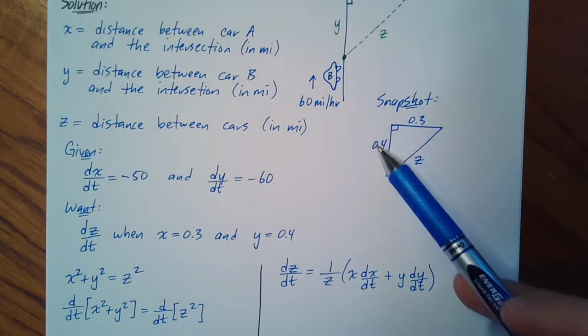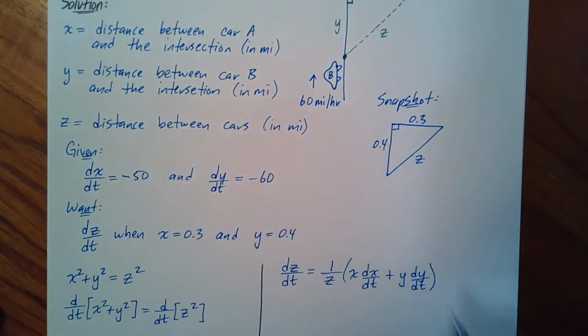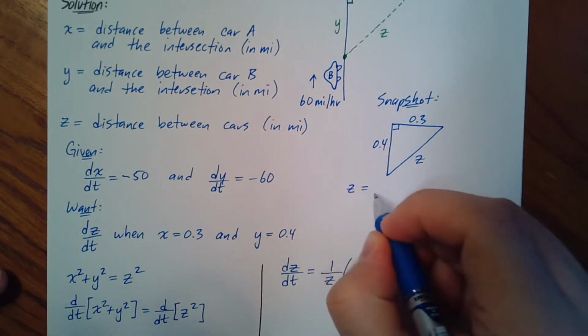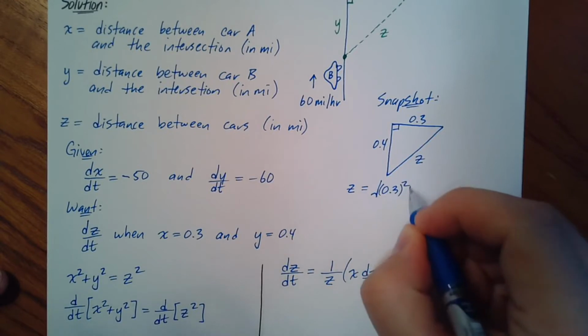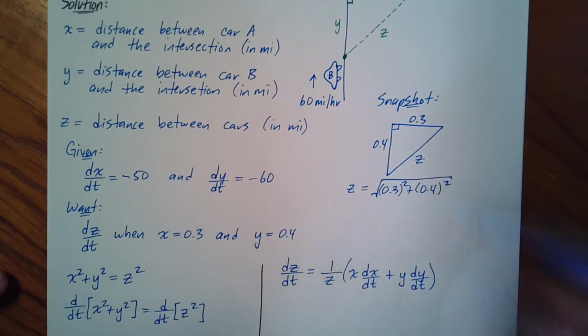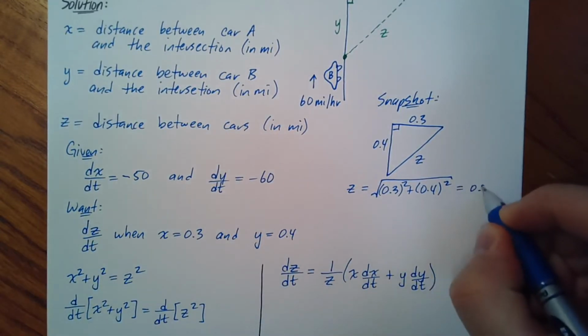Because if we know these two sides, Pythagoras will tell us what the hypotenuse is. So we can use Pythagoras to get z is going to be equal to the square root of 0.3 squared plus 0.4 squared. And if you work that out, feel free to use a calculator, what you're going to get is 0.5.